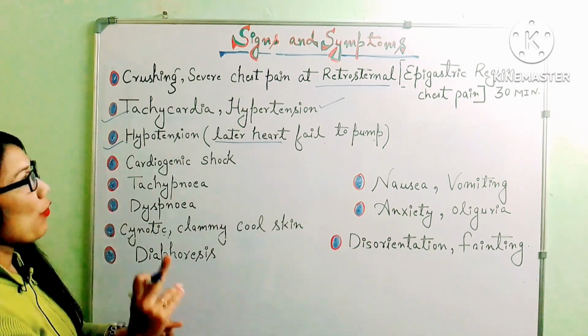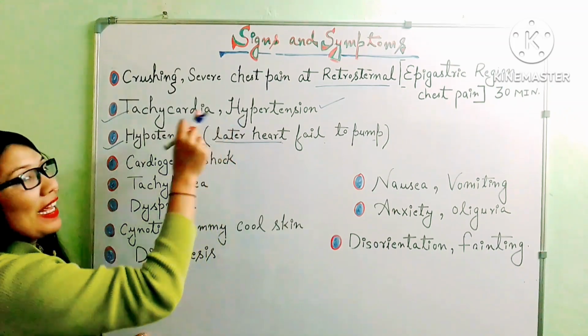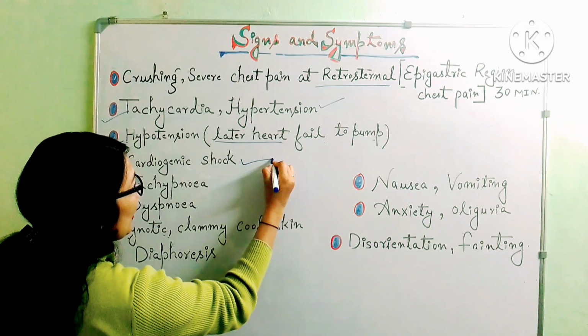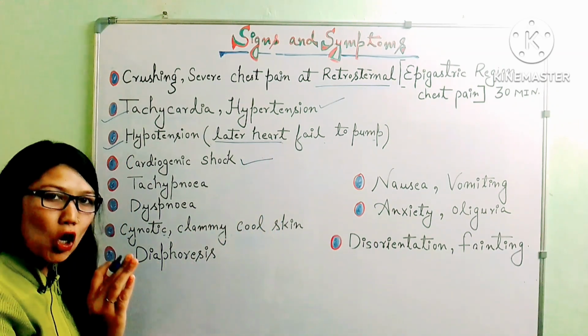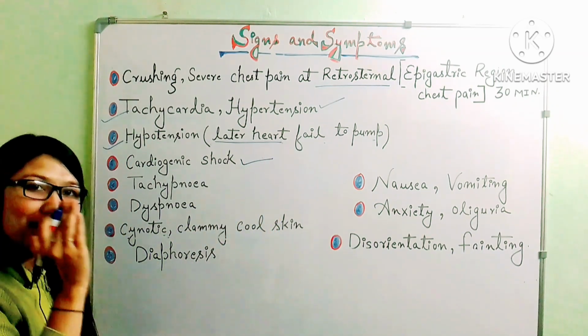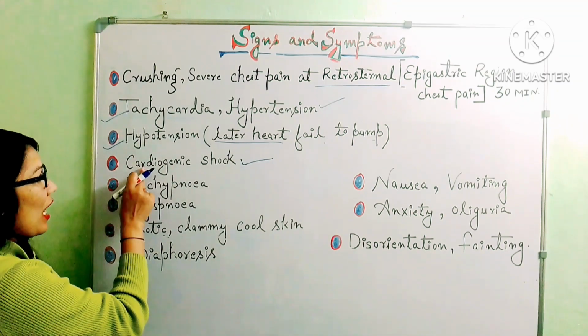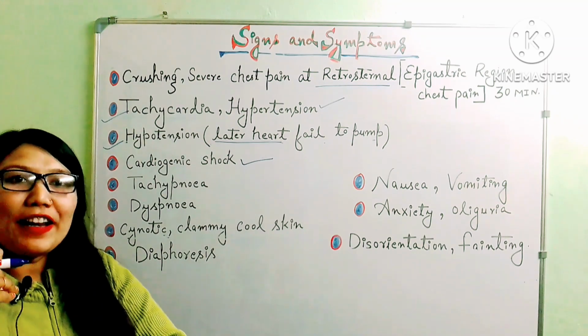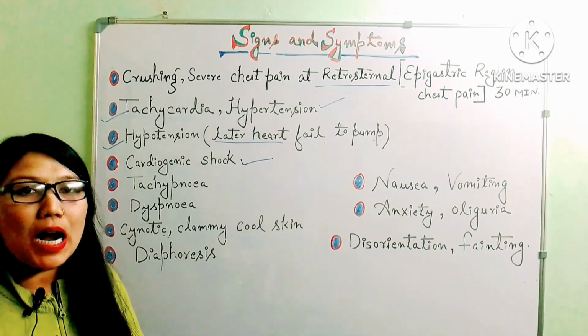So first there will be hypertension, then there will be hypotension, then there is cardiogenic shock. Cardiogenic shock is an emergency condition in which the heart muscles get weak. Now the heart is so weak that it can't pump out the blood.